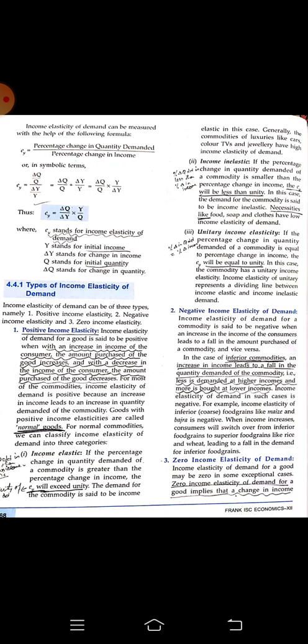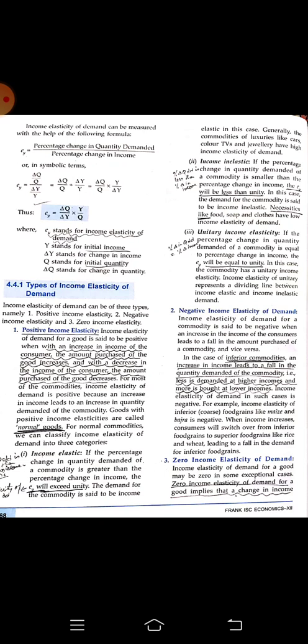Okay, unitary. I told you in economics you have to remember that unitary means equal to 1. Unitary income elasticity: here the percentage change in quantity demanded is equal to the percentage change in the income. As much as the income is increasing, the demand is also increasing. As much as it is decreasing, the demand is also decreasing.